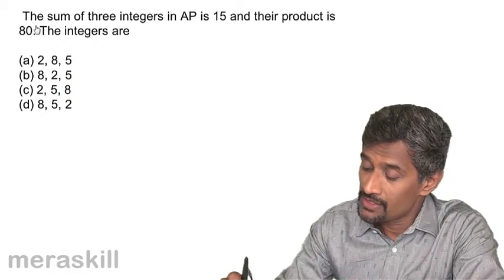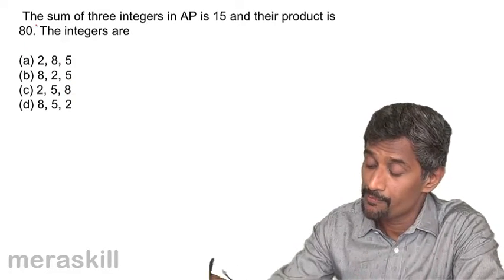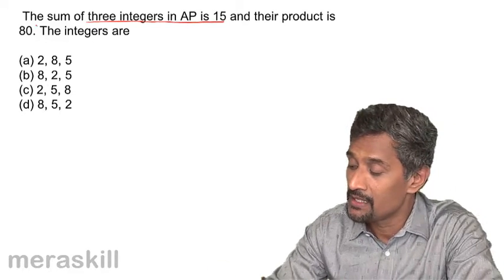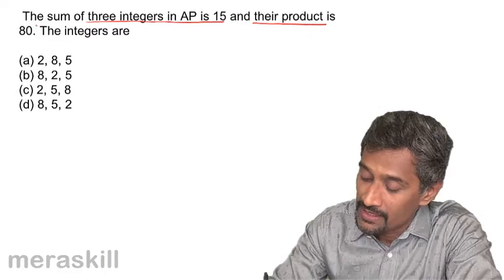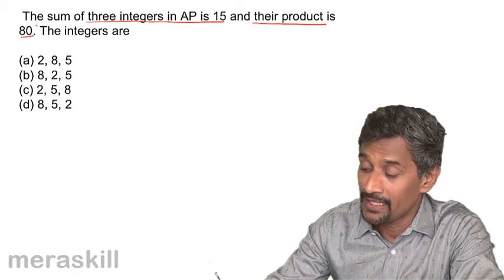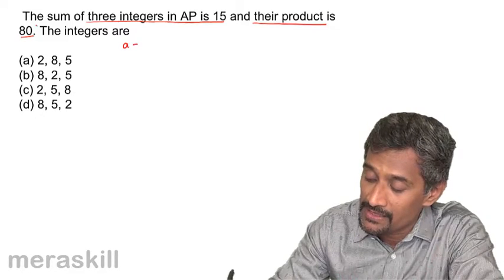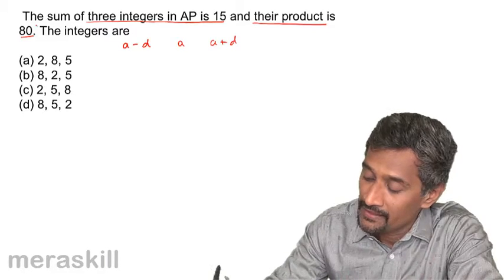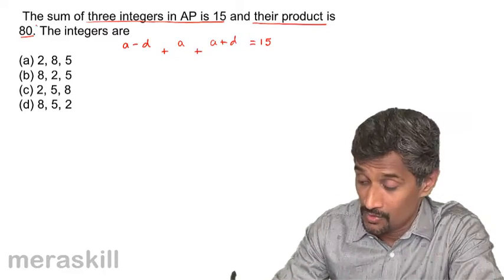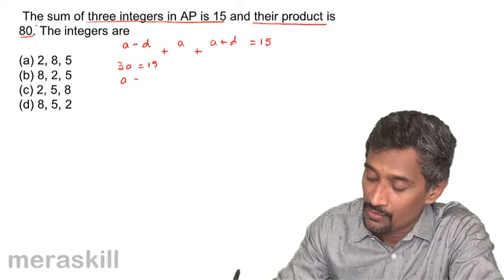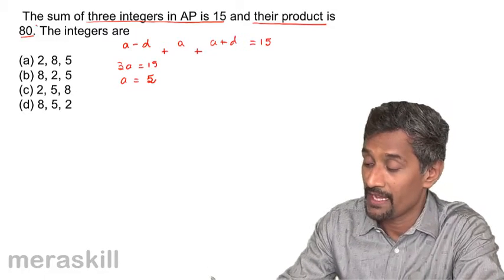Now here, based on this, we have situations. Sum of 3 integers in AP is 15 and their product is 80. So there are 3 integers in an AP and their sum is 15. So we take them as a minus d, a, a plus d, and their sum happens to be 15. So straight away this gives you 3a is equal to 15. A would be 15 by 3, 5.